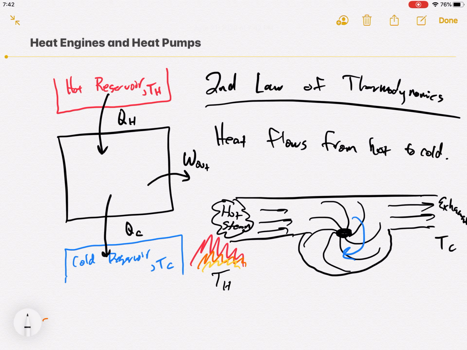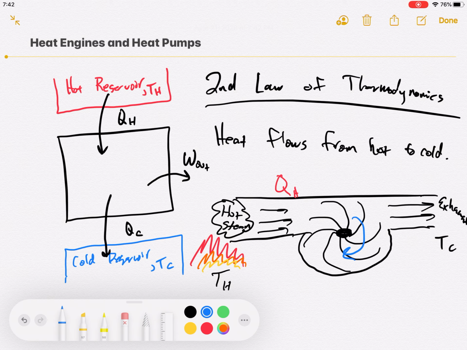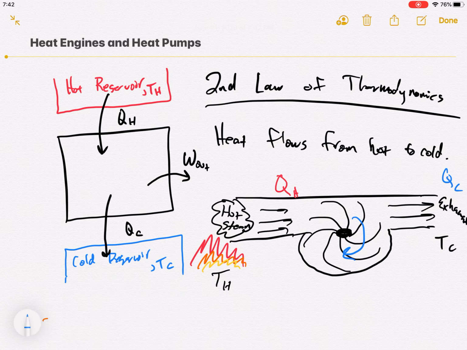We have Q hot traveling this way, which is some amount of energy. We have Q cold over here. And then we get some work out of this. Work can be green. Okay. So, great. This is not the only way this sort of system can go. There are all sorts of things. This is basically a steam engine.